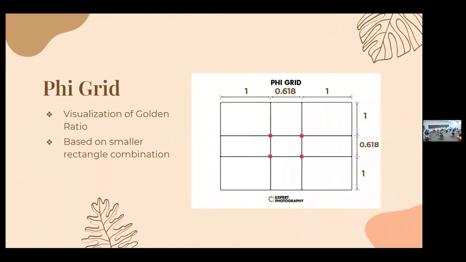Now, the slide grid is basically a visualization of the golden ratio, which is based on a combination of smaller rectangles with the ratio of 1 to 0.618 to 1. And you'll see that the rectangle here in the middle is a little bit more bunched up, so that we can have the exact proportions of the golden ratio.